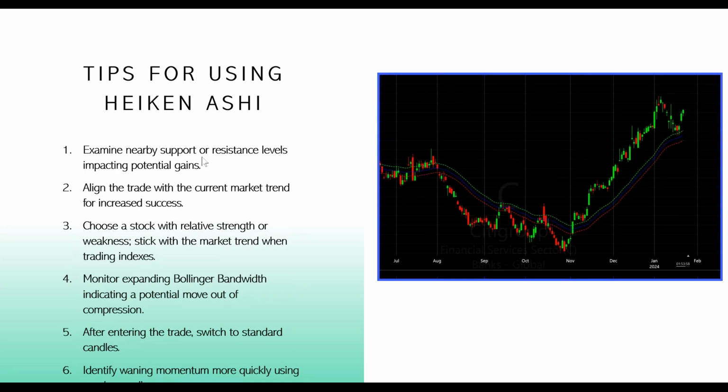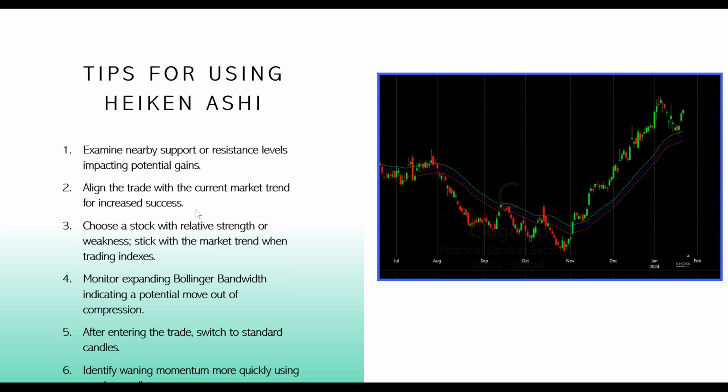All right, and again, tips. Make sure you examine nearby support or resistance levels impacting potential gains. This is always true. When you get into a trade, you should be looking for where the next resistance level is or where the next support level is, to see if you've got room for that trade to reach those levels and give you an adequate profit. If you're in a trade trying to go long, and if you look in the daily chart and the stock is 10 cents away from the 200-day moving average above it, then you don't want to take the trade. You don't have enough room.